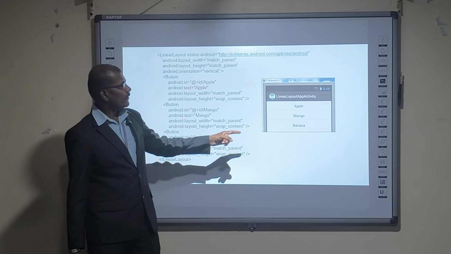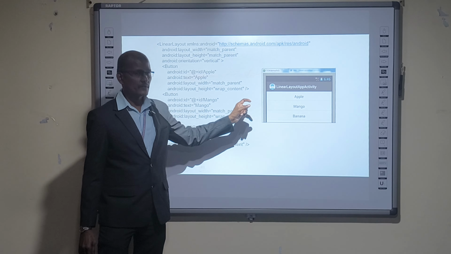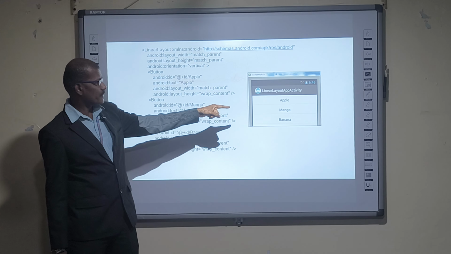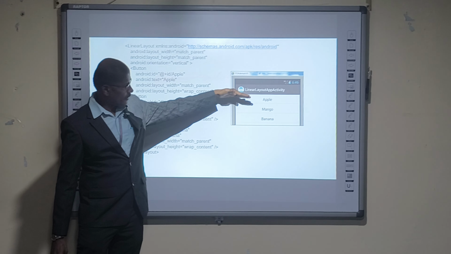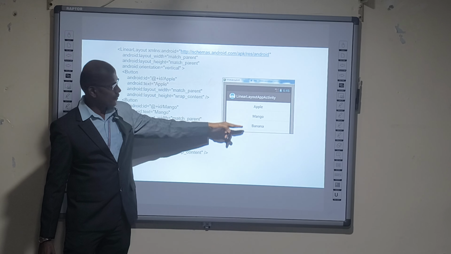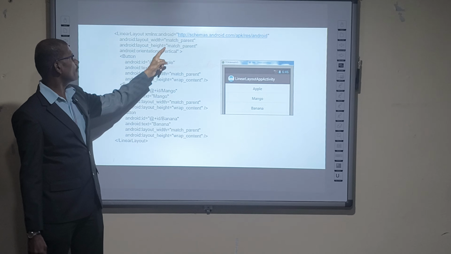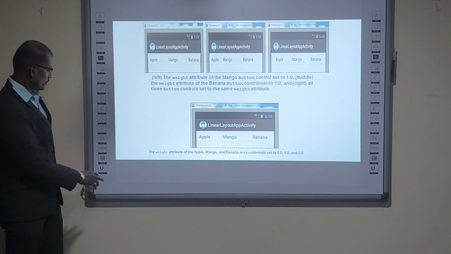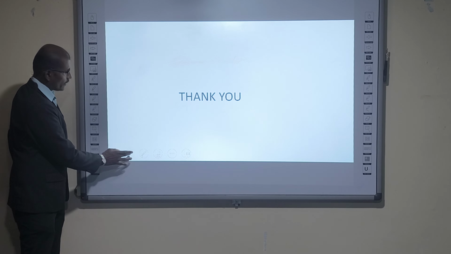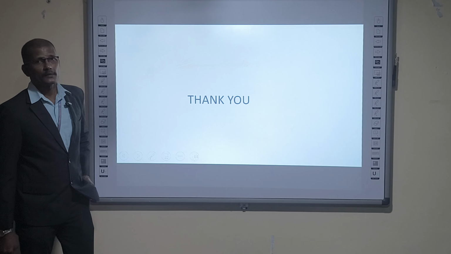So what type of arrangement is this one? Which value do we have to give for orientation? It is arranging with the first, apple, at the top, and the next ones following, so top to bottom. Top to bottom means we have to give orientation as vertical. Okay, I think it's enough for today's class.